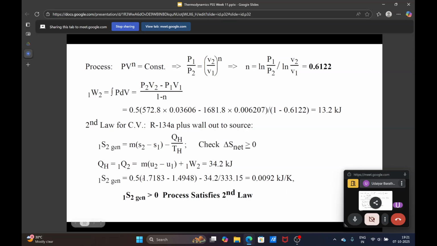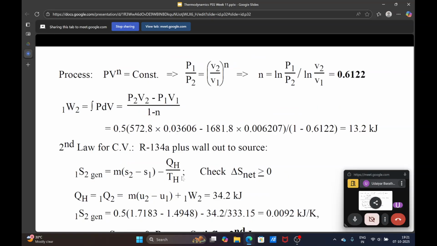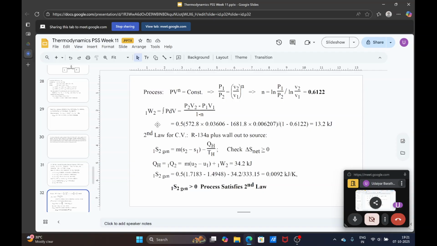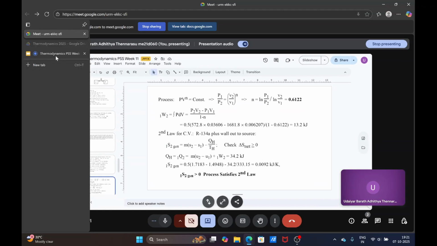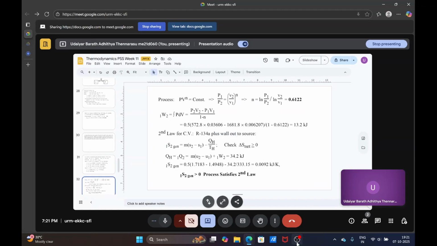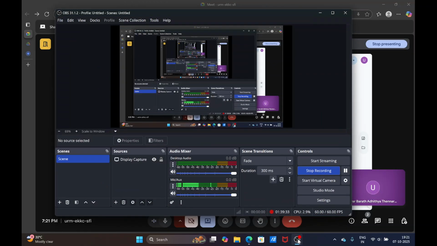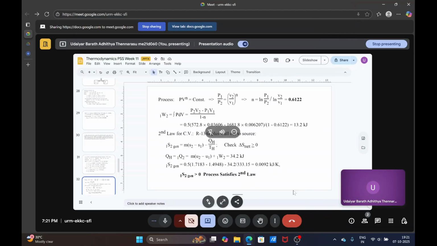So since the entropy generated is greater than 0, this satisfies the second law, and this process is possible. With that, I finished problems with the second law.